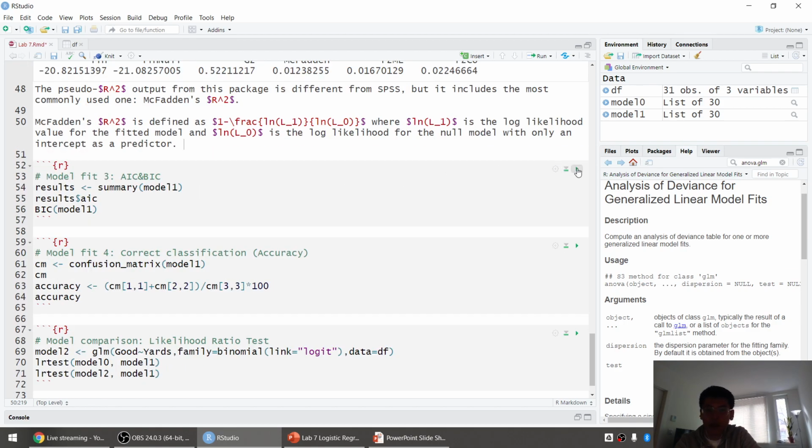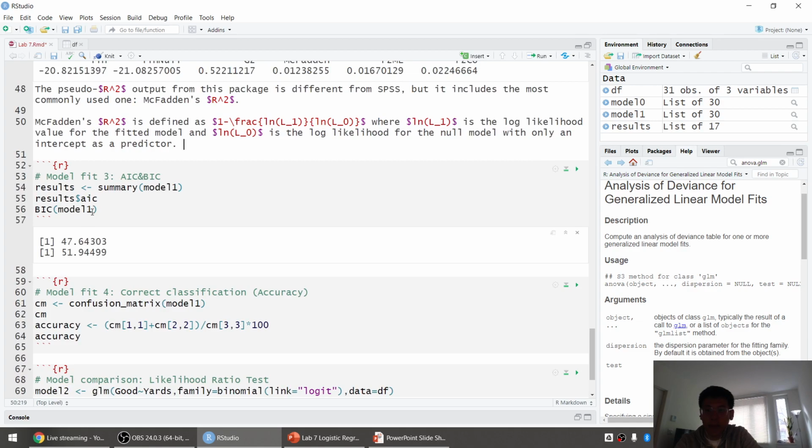And the next one is the AIC or BIC. So in our summary, you can see that we already have the AIC value. And for the BIC, I'm just using this BIC function to call out the BIC. So you can see there's a little bit of difference, but the BIC, I think, is more stringent or more conservative than the AIC. And that's why you see a bigger value. Okay, so the smaller the better. So BIC is even worse, right?